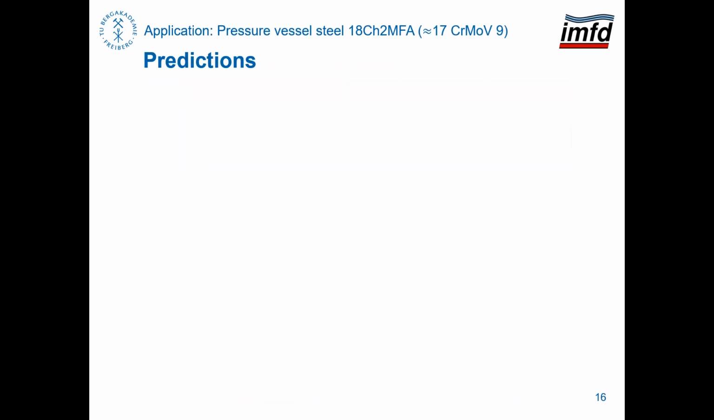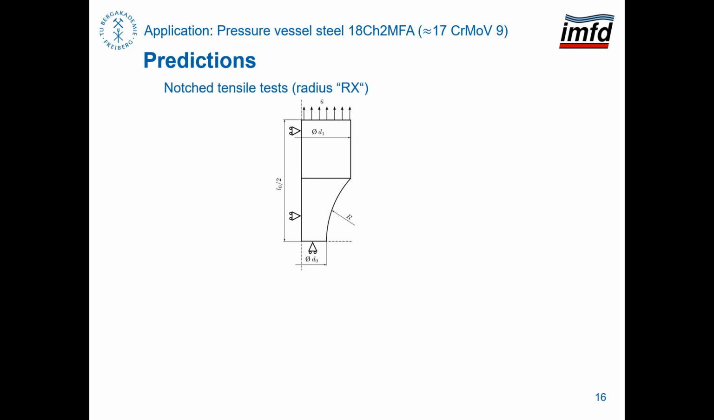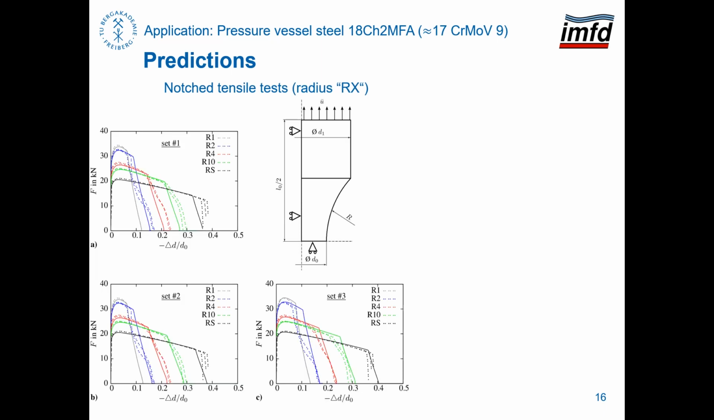For the three calibrated parameter sets, simulations of differently notched round tensile tests have been conducted. The following force versus cross-section reduction curves show all a gradual descent after reaching a force maximum. This behavior is due to diffuse necking.